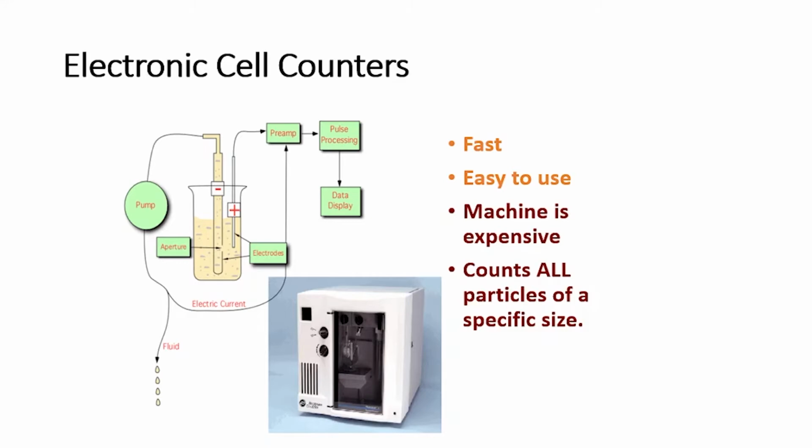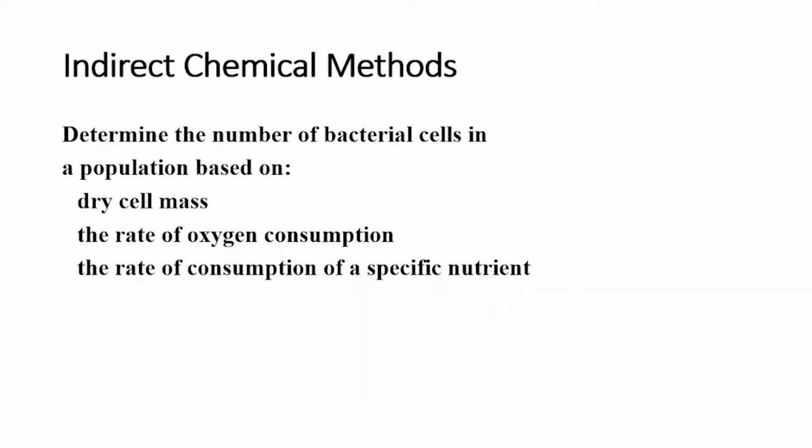Downside, it costs a ton of money, and it also counts anything that just happens to be cell size. So anything that happens to fit through there and disrupt that counting machine gets counted as a cell. So if you have a dead cell, it counts that. If you have a chunk of rock in there, it counts that. If you happen to have an overly viscous liquid that doesn't transmit electrical current as well, it's going to count that more often. It's just not the best in some situations. So that's a downside for electronic cell counters.